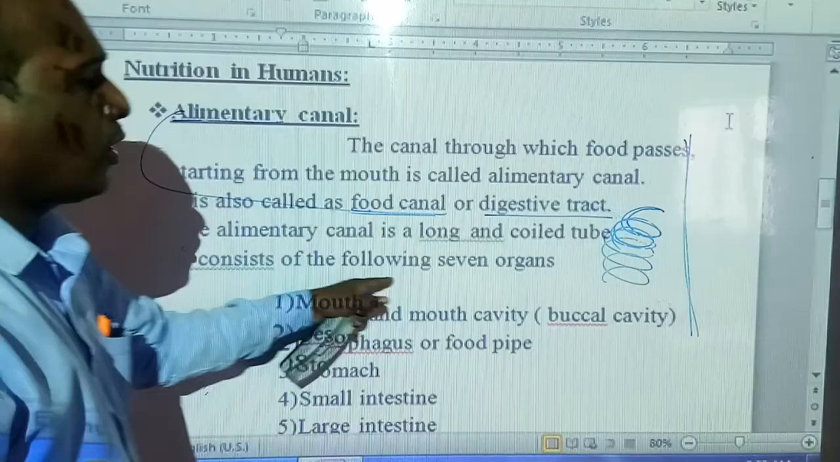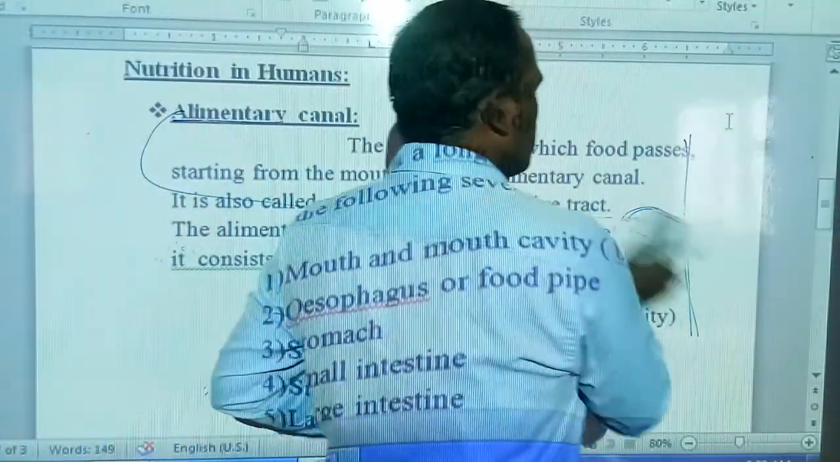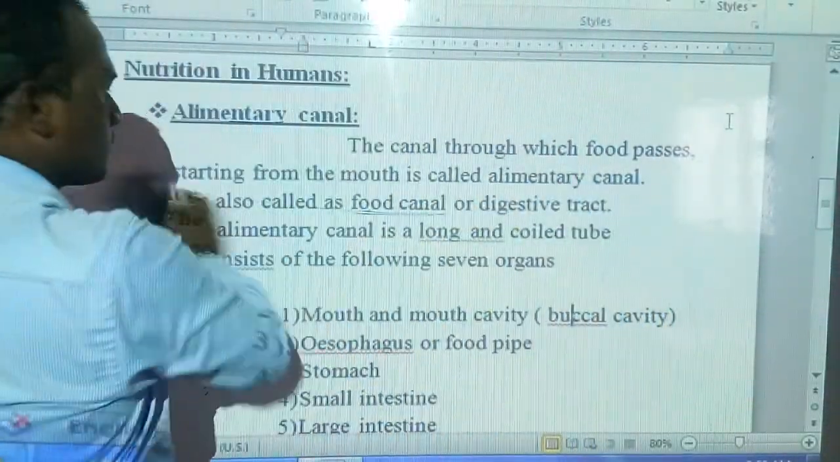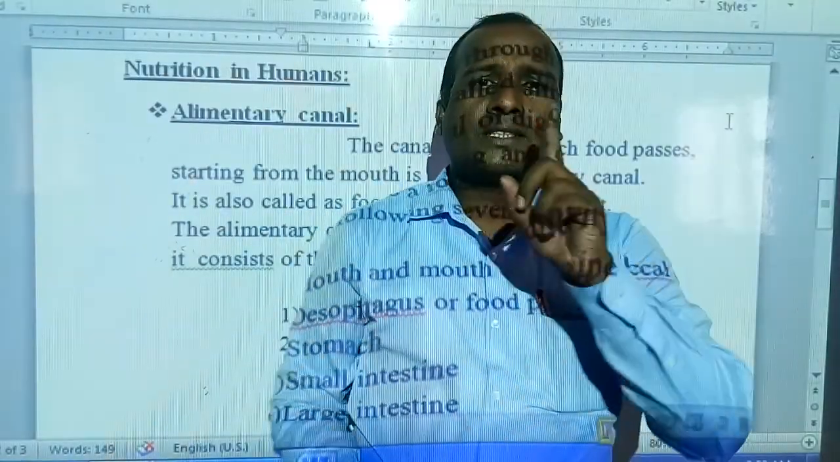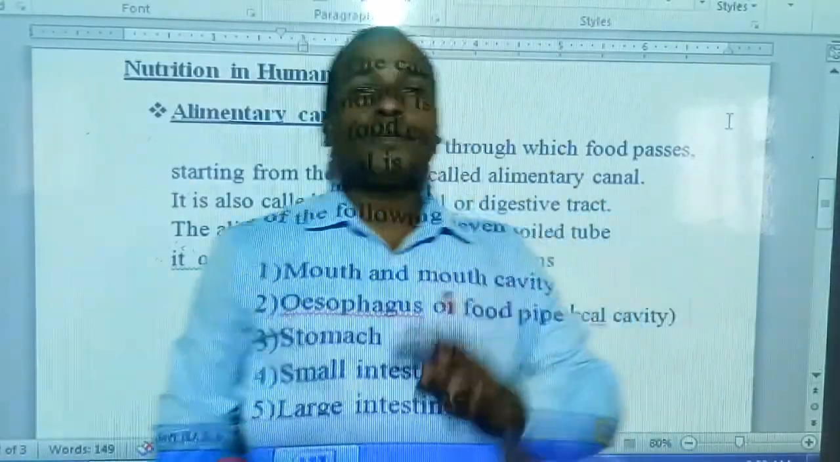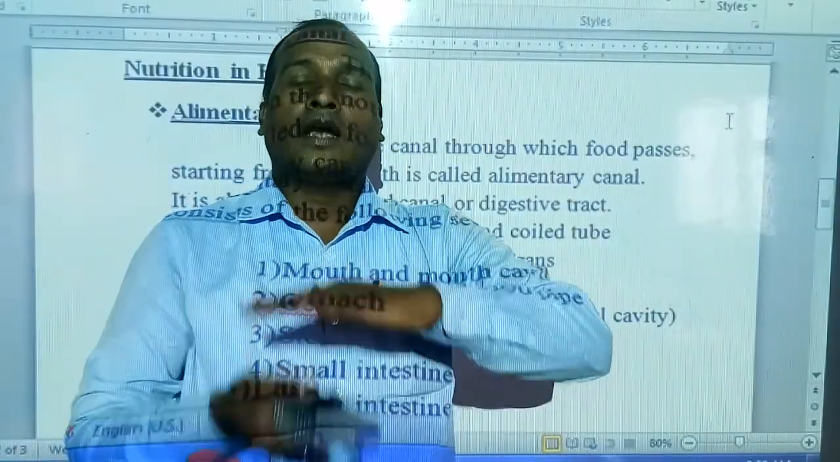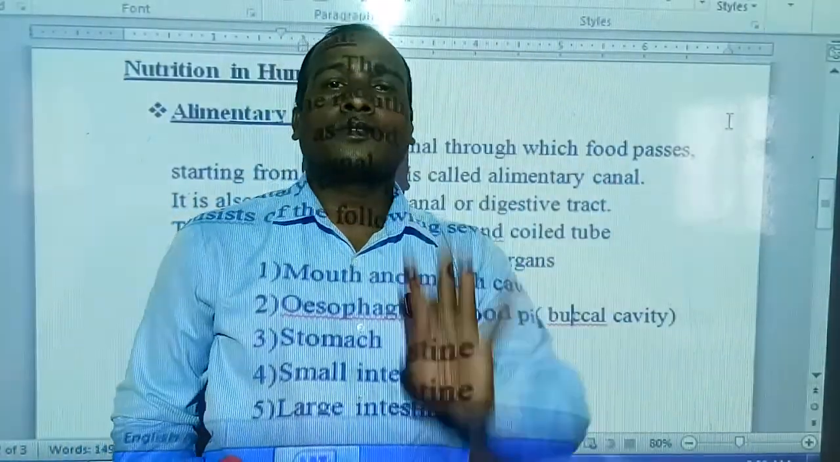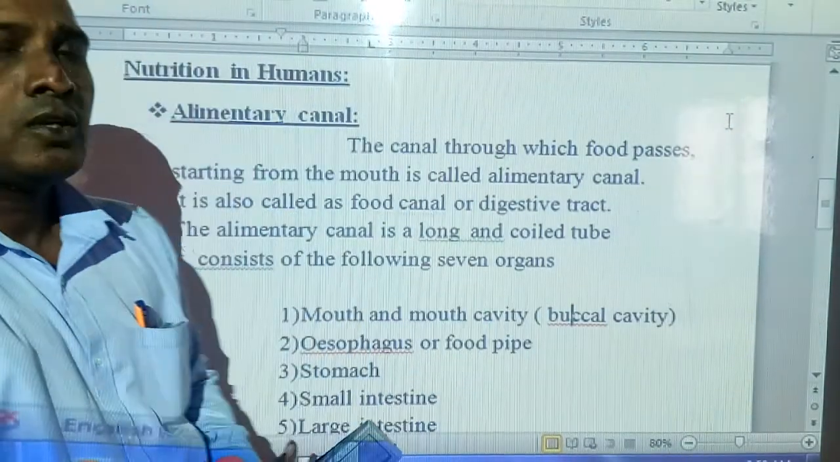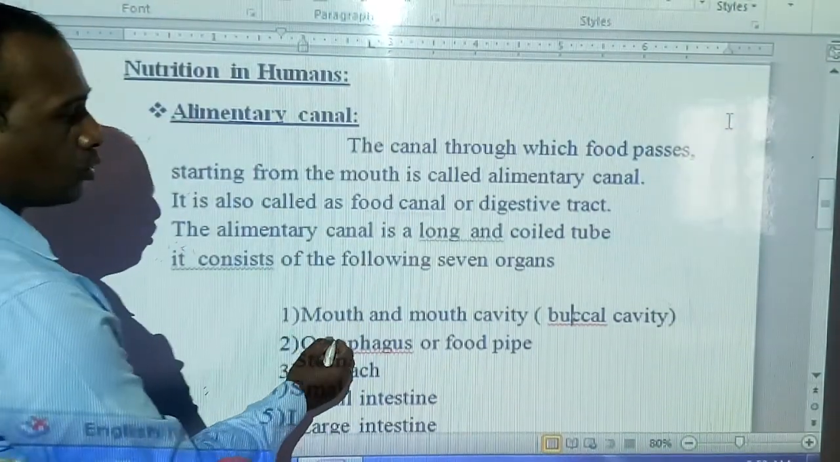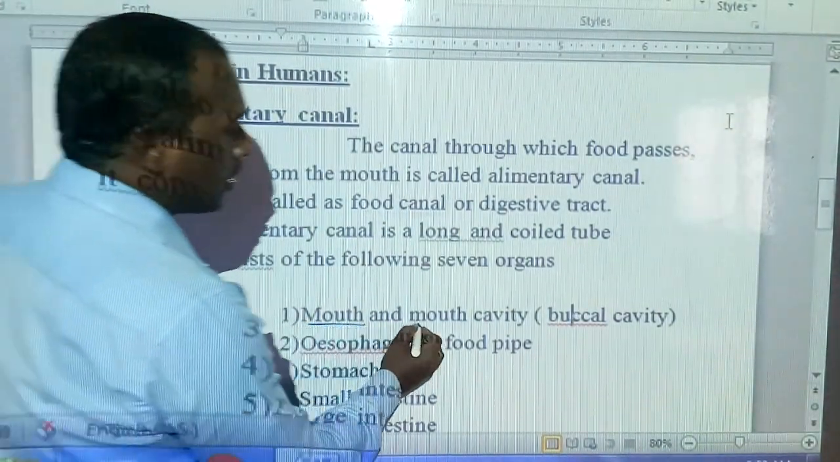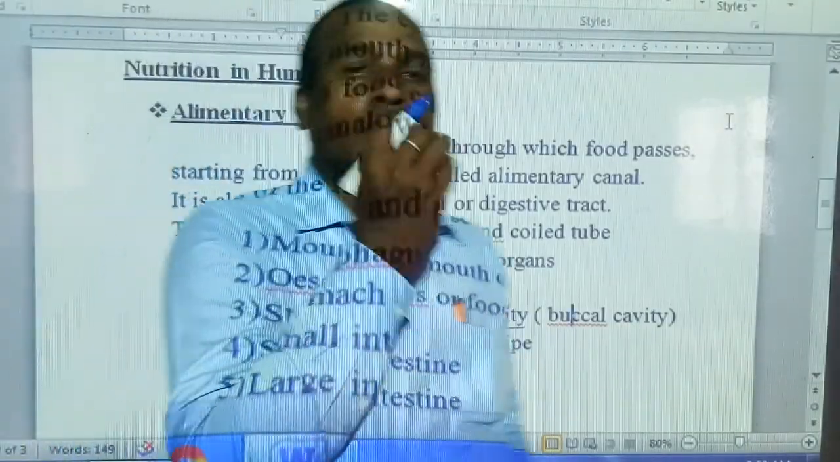It consists of the following 7 organs. Which ones? This alimentary canal is not just one single thing. It consists of 7 organs. What are they? One is the mouth or mouth cavity. This mouth is one organ.